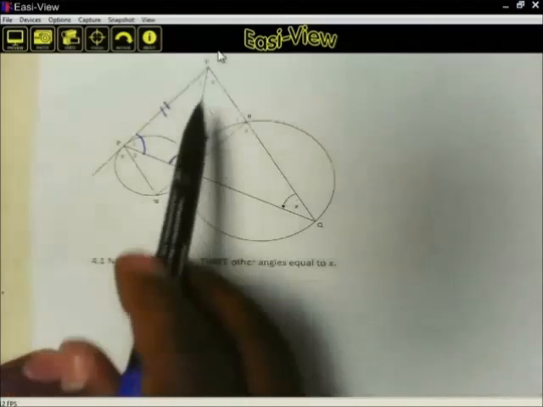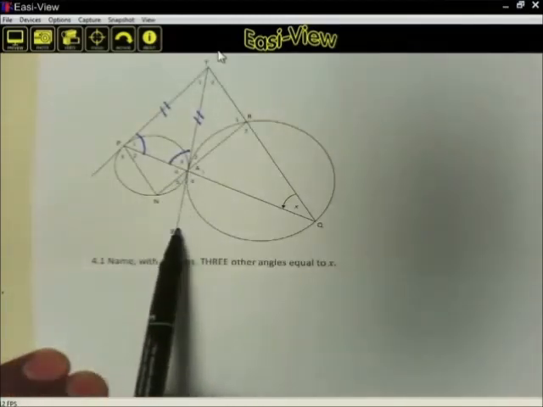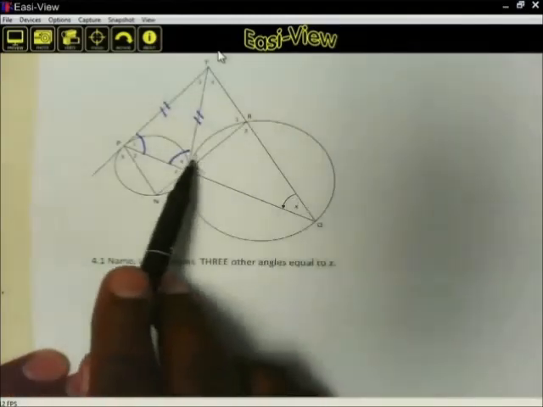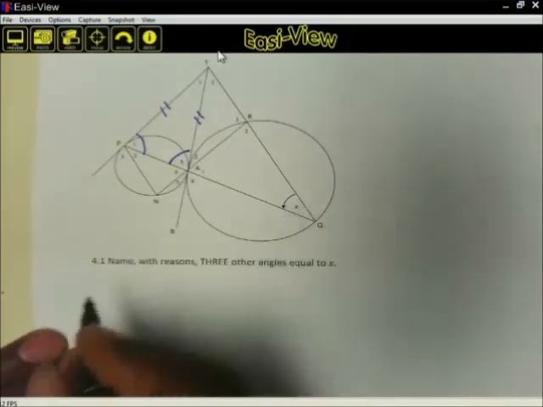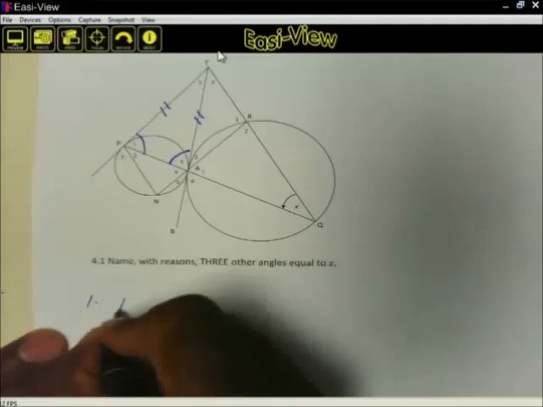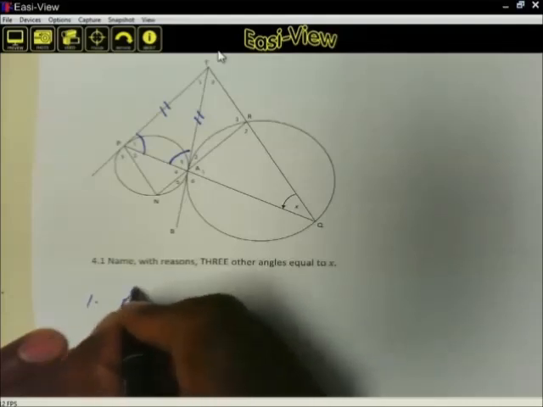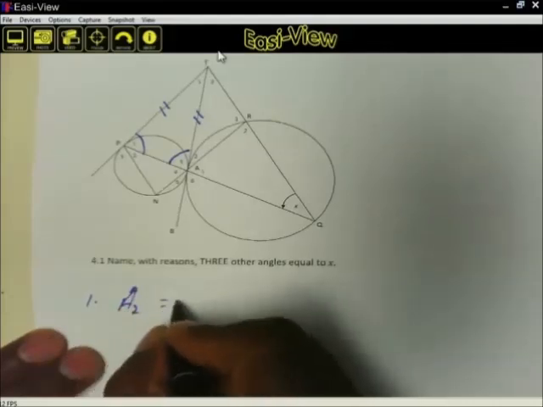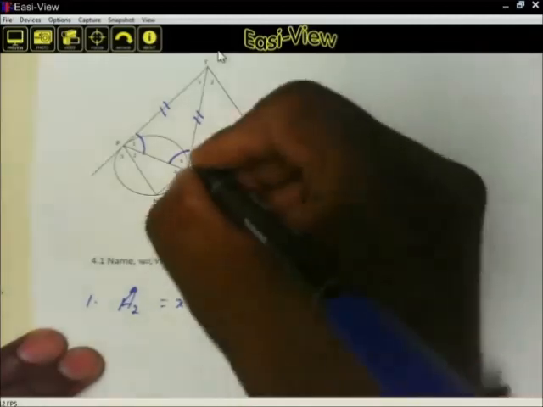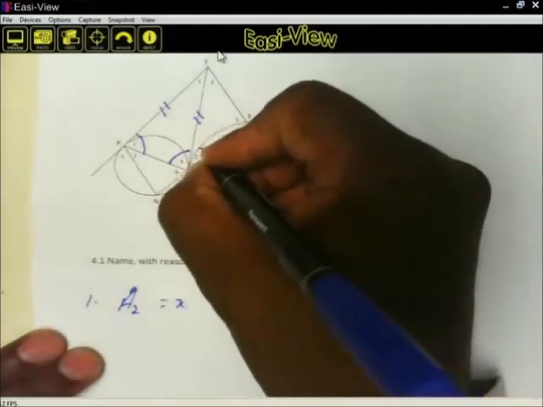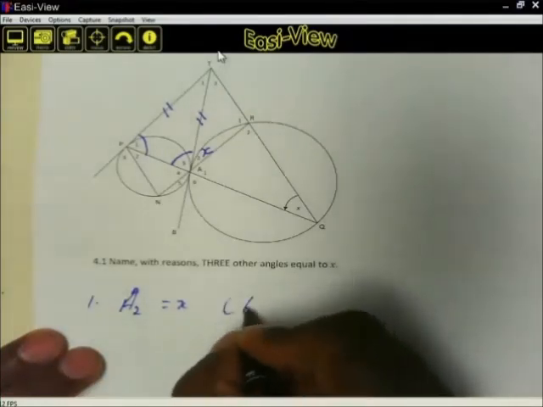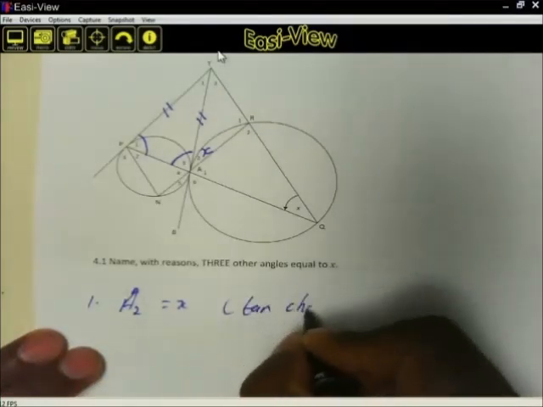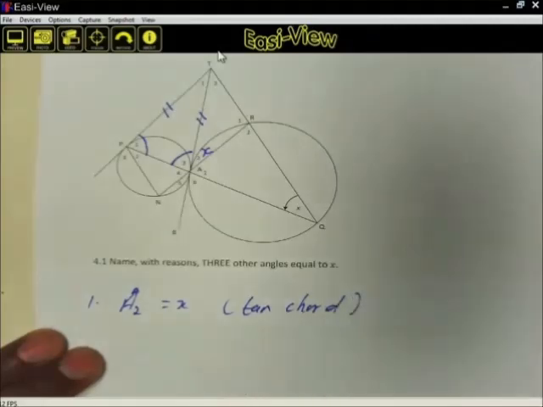Because TAB is a tangent to the bigger circle, angle A2 will be equal to x according to the tan chord theorem. Let me write it down. Where is A2? This here is A2. It means this angle is also x according to the tan chord theorem. A2 is equal to x. That is the first angle.